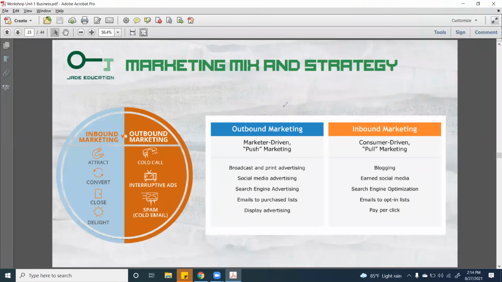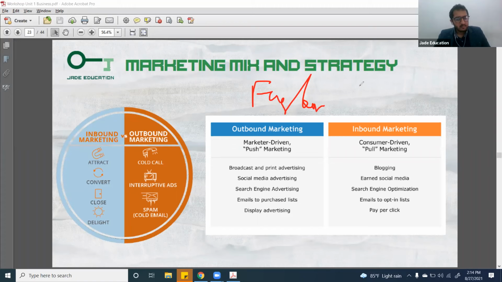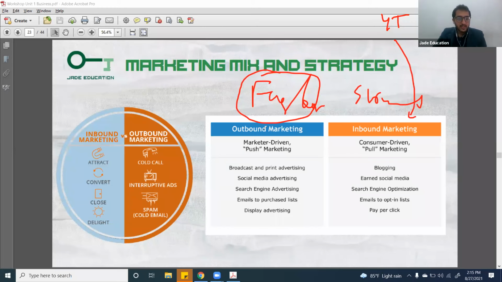But the thing, guys, that you need to know about outbound and inbound is that outbound is faster. Inbound is slower. When I say outbound is faster, I mean chances are that somebody might look at it just like I saw that Uber thing. Just because you saw my video on YouTube doesn't mean you're going to ring me up the very next day and say, I'm joining Jade. You're not going to do that. It might take some time, a few more days, a few more videos, and only then you'll join. Inbound is slow. Outbound is fast.